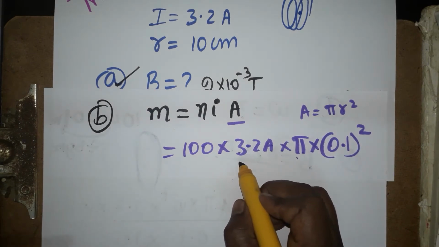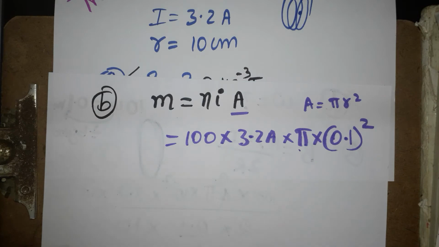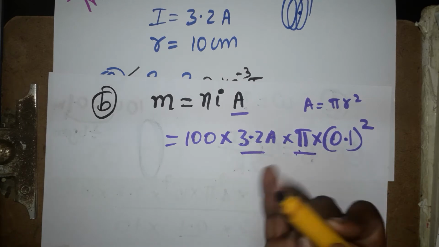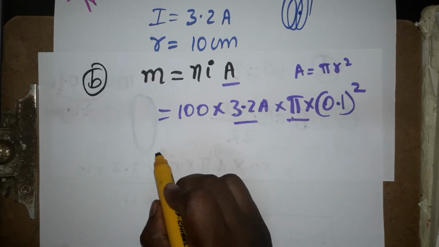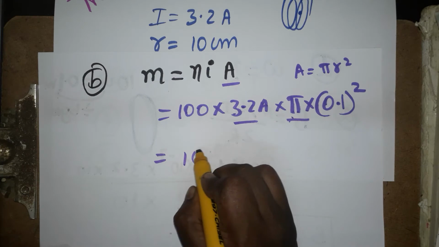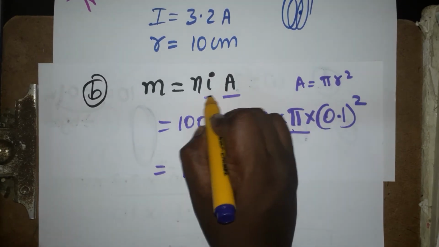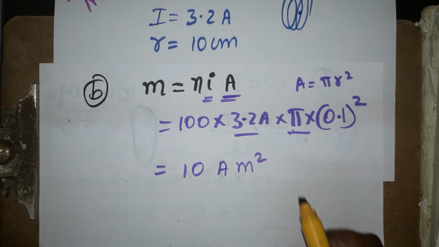So we'll get the final answer. 3 into 3 is approximately 9. This calculation, 3.2 into 3.14, we are going to get approximately 10. So the answer is going to be 10 ampere meter square. Current unit is ampere, area unit is meter square.